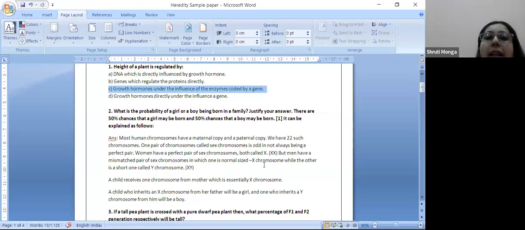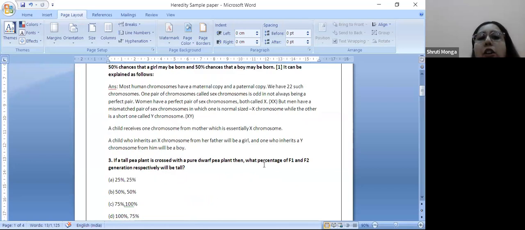So you can quickly read this question. Second, we have done. Come to question number 3. If a tall pea plant is crossed with a pure dwarf plant, then what percentage of F1, F2 generation respectively will be tall? Quickly solve this question in your notebooks, and I want the picture of your solved answer in the WhatsApp group. There are 5 students in the class. I want 5 pictures in the WhatsApp group.